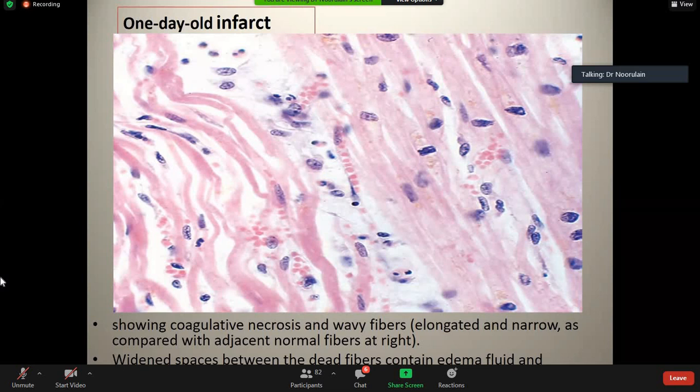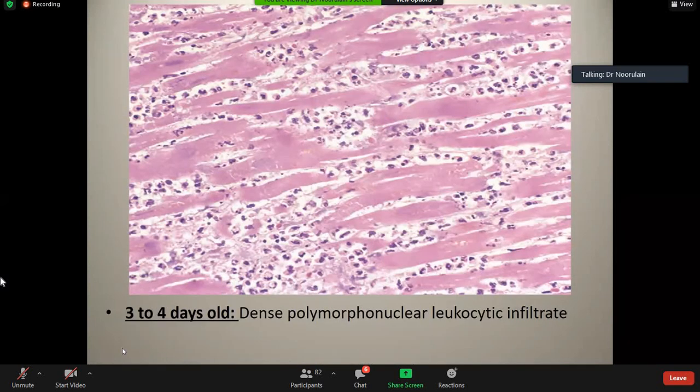Remember all these pictures. It can help you to remember the different morphological features of the myocardium. This is the 3 to 4 day old infarct. These are the fibers, myocytes, and these are the leukocyte infiltration. Polymorphonuclear leukocyte infiltration, meaning neutrophil infiltration, in the 3 to 4 day old infarct.